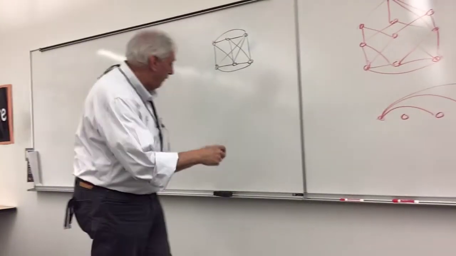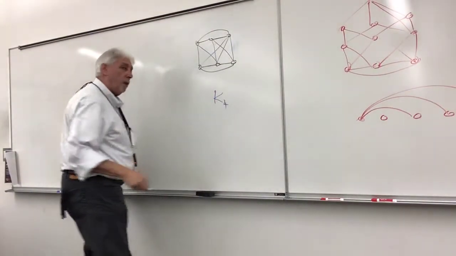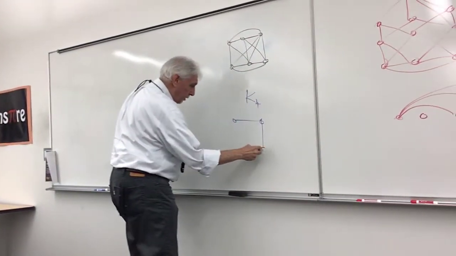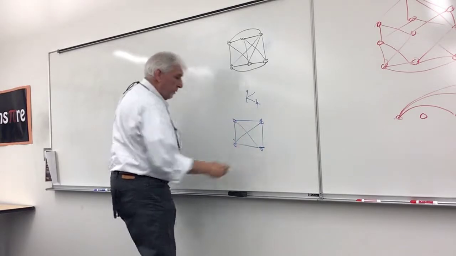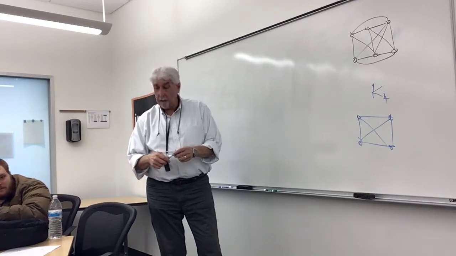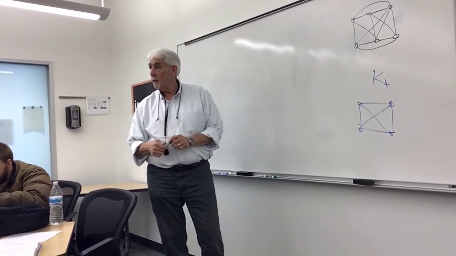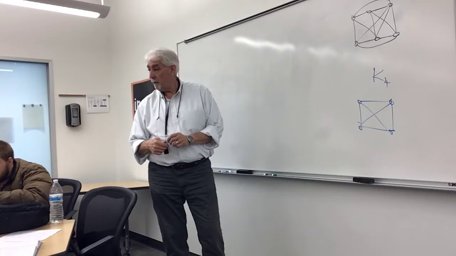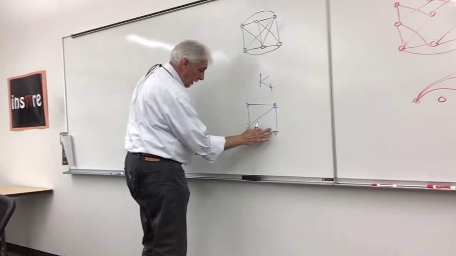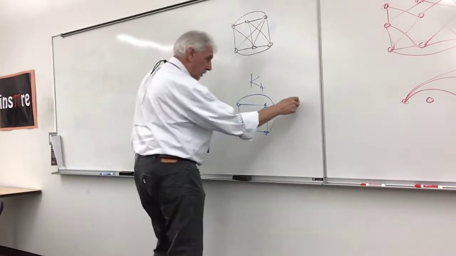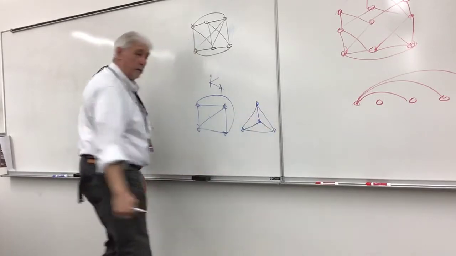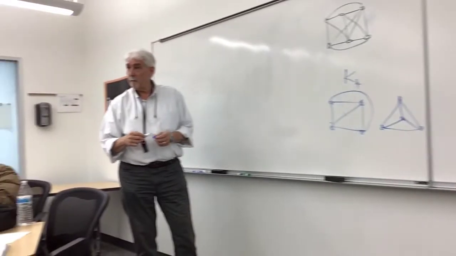By the way, how about K4? Can you draw K4 on the plane? Here's K4. This is the way I always draw K4. Can you draw it in a way where none of the edges are crossing? Yes. How would that be? There we go. Either go like this, or I just always like this one. Those are the same. They look different, but they're the same.